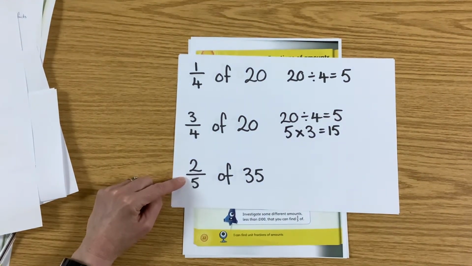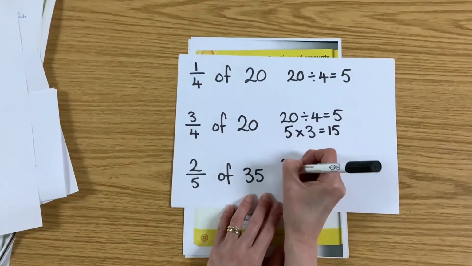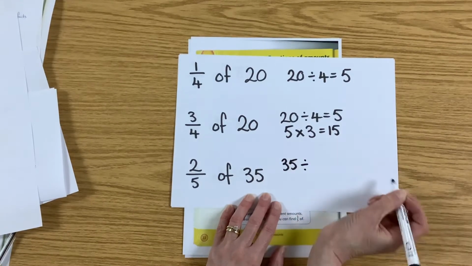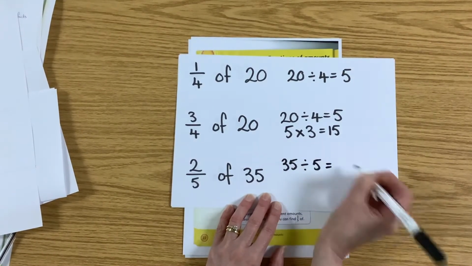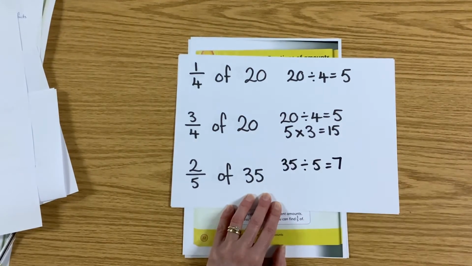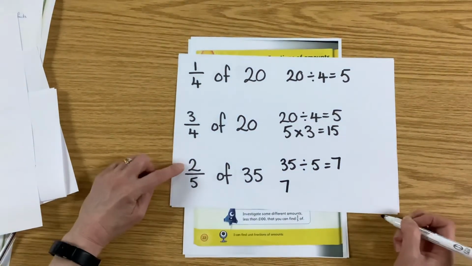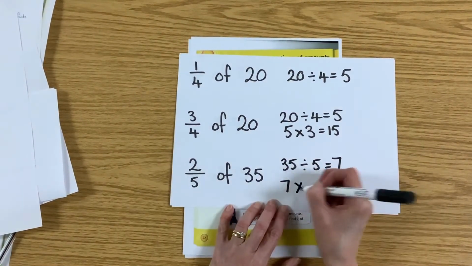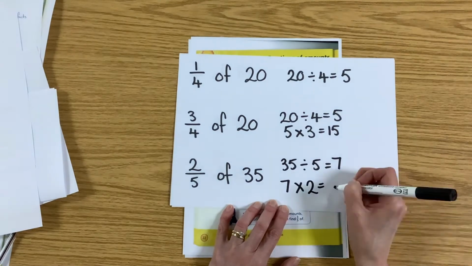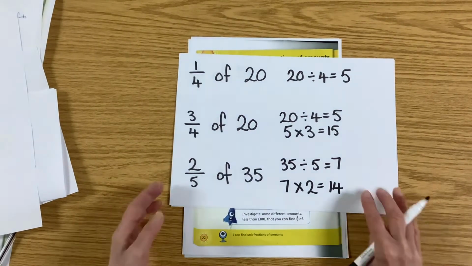What about this one, P6? 2/5 of 35. So again, start by dividing. So take your 35, divide it by the number on the bottom of the fraction. What's 35 divided by 5? Yep, that's 7. Take your 7, now multiply it by your numerator. 7 times 2 is 14. So 2/5 of 35 would be 14.